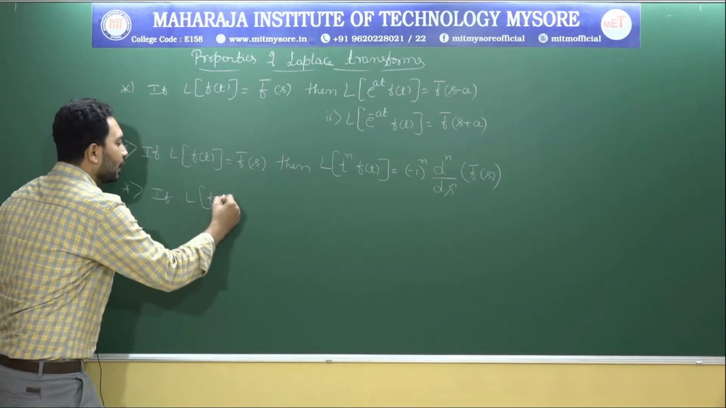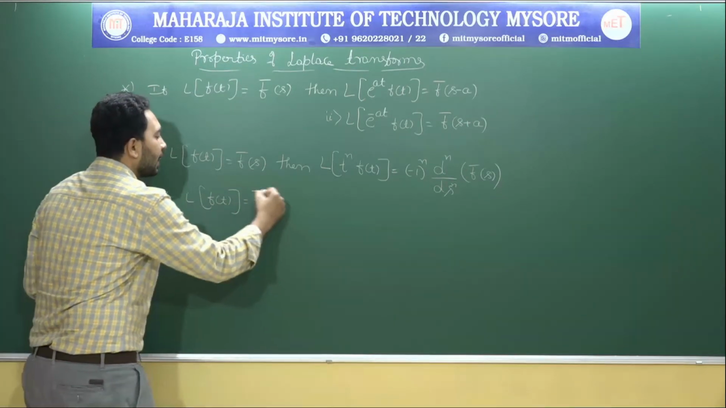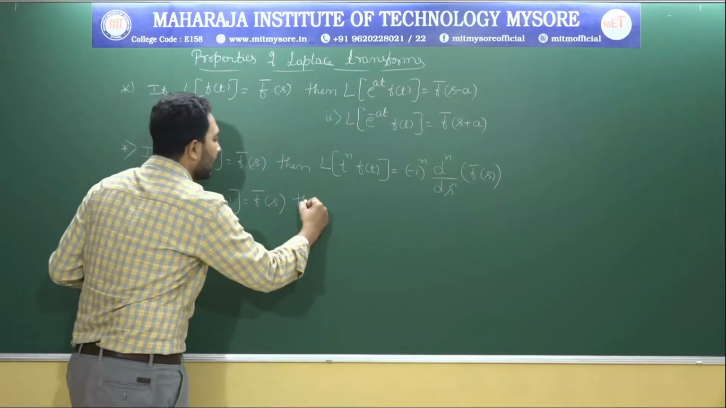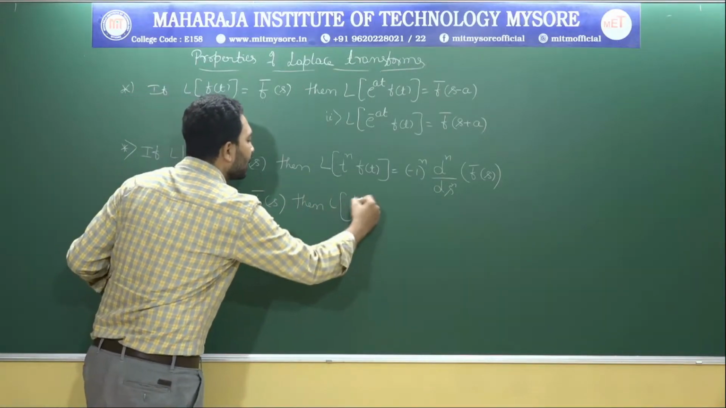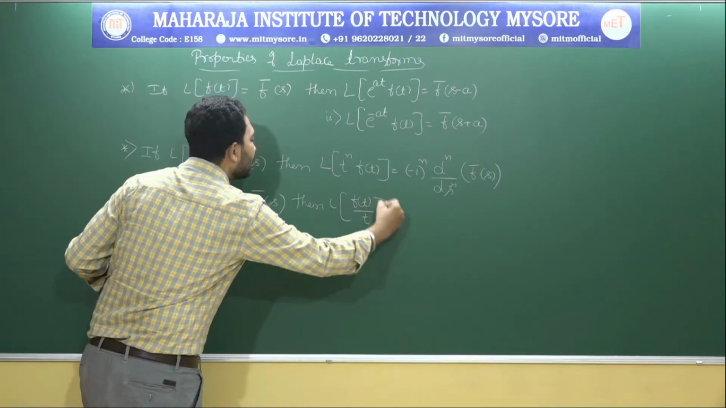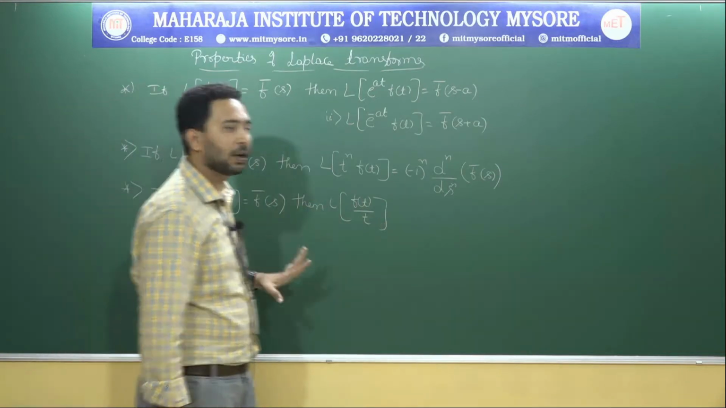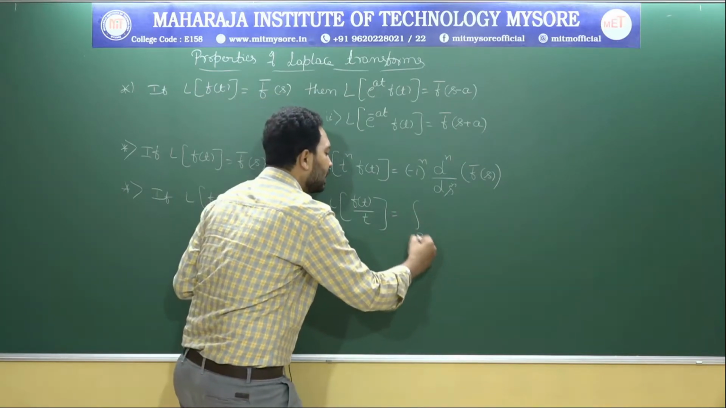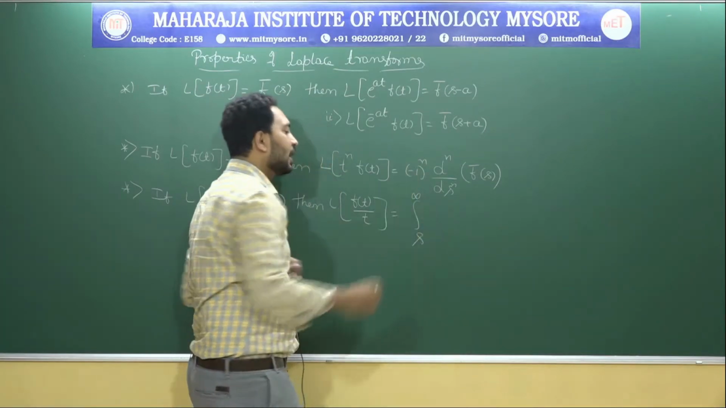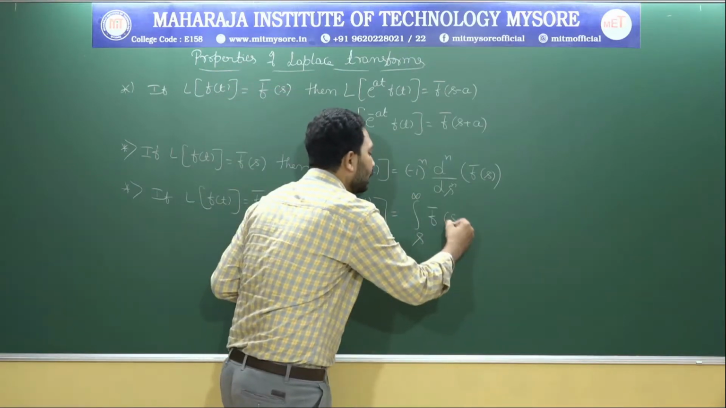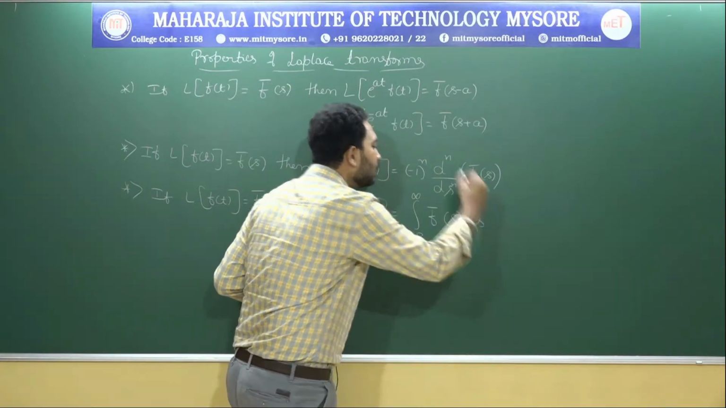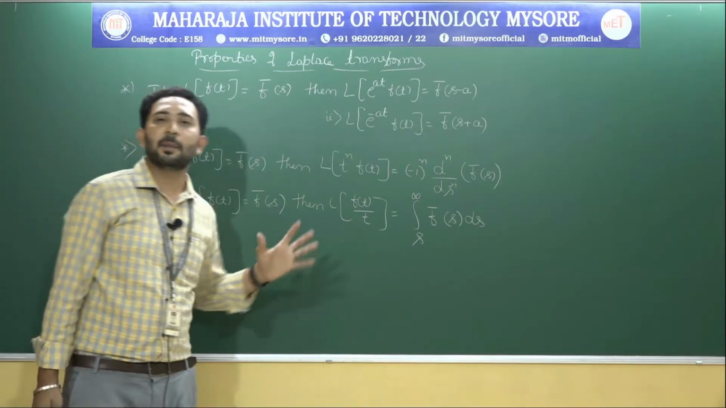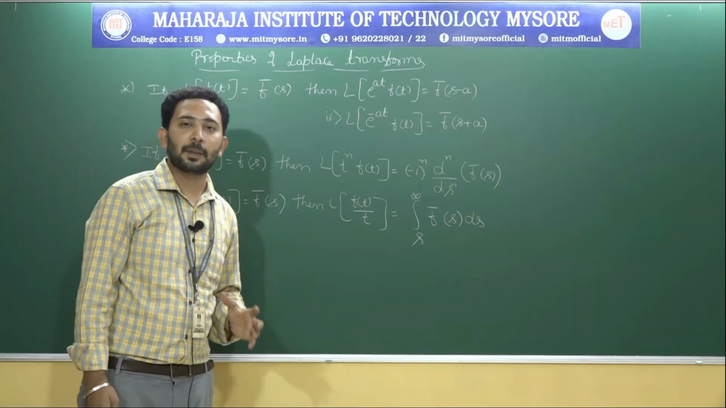If Laplace of f of t equals f bar s, then Laplace of f of t divided by t, if we have t in the denominator, the transformation will be the integral from s to infinity of f bar s into ds. So these are the major properties of Laplace transformation.